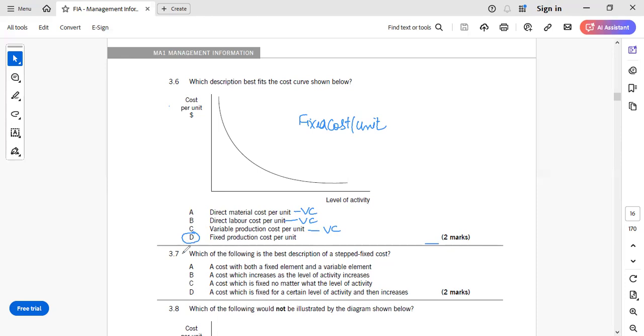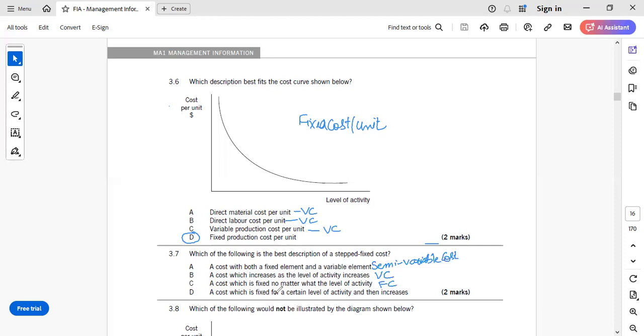Now, question number 3.7. Which of the following is the best description of the step fixed cost? Oh, sorry. What is the step fixed cost? A cost with both fixed element and variable element, this is your semi-variable cost. A cost which increases as the level of activity increases, this defines the variable cost. A cost which is fixed no matter what the activity level, this is your fixed cost definition.